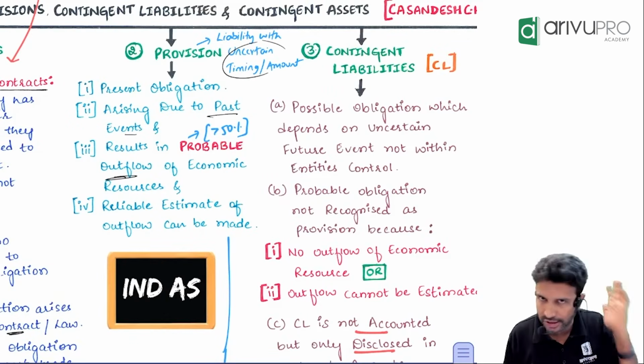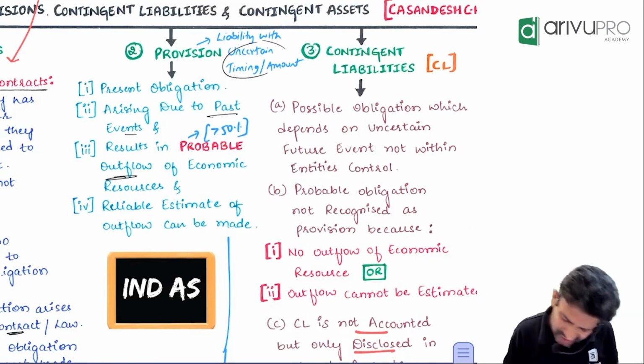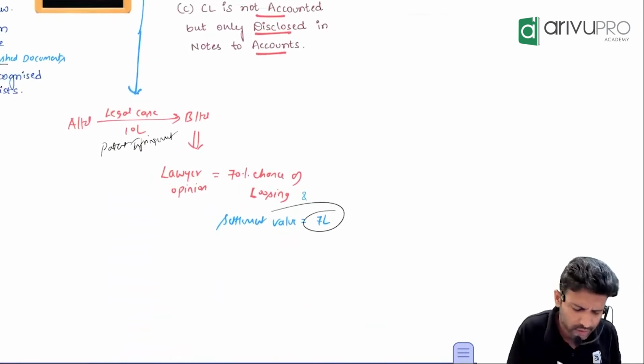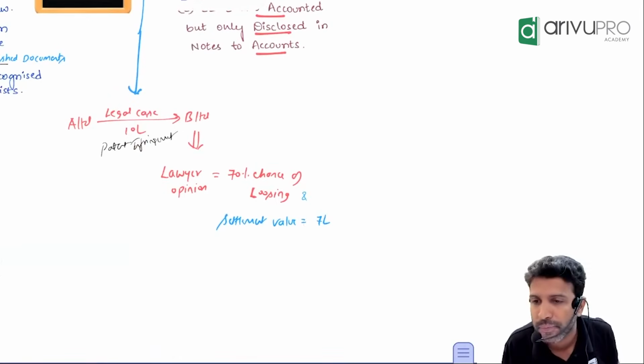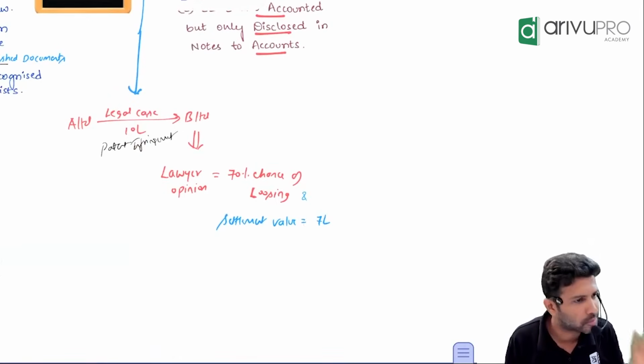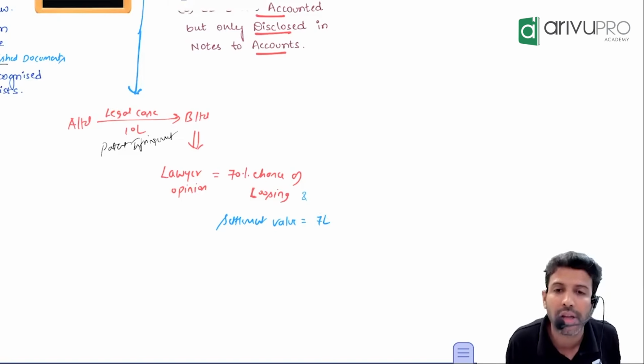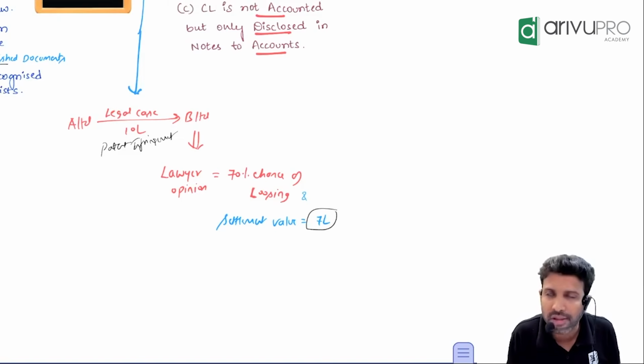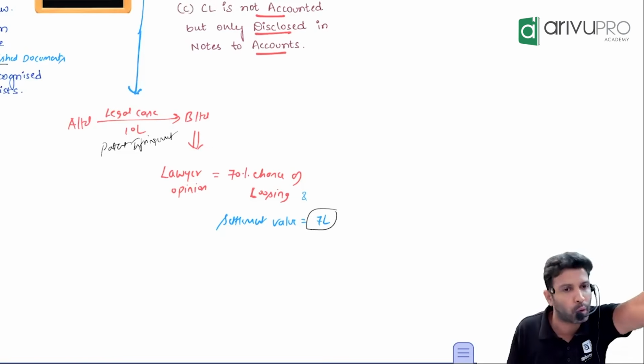Fourth one is that a reliable estimate of the outflow can be made. How much you're going to settle, you should be able to reliably estimate. Let's say we ask the lawyer, what do you think we should do? Lawyer told, 7 lakh you pay, we will settle. Probably the judge will ask us to pay how much? 7 lakh. What is this 7 lakh? Reliable estimate of the outflow.